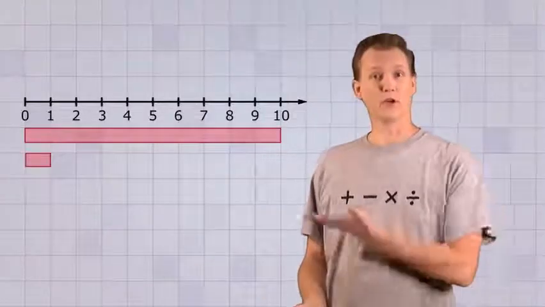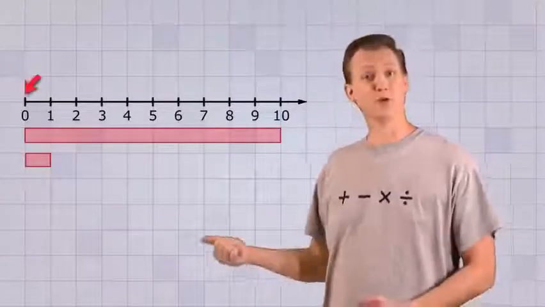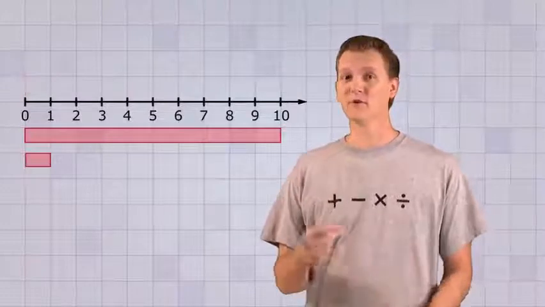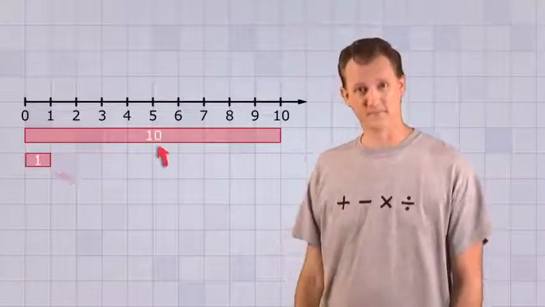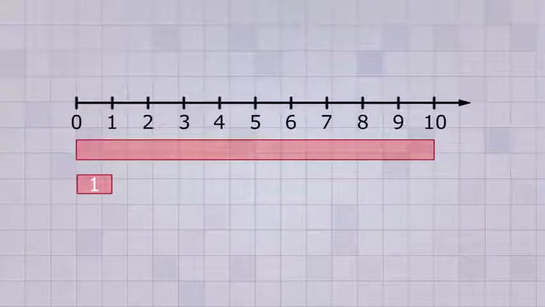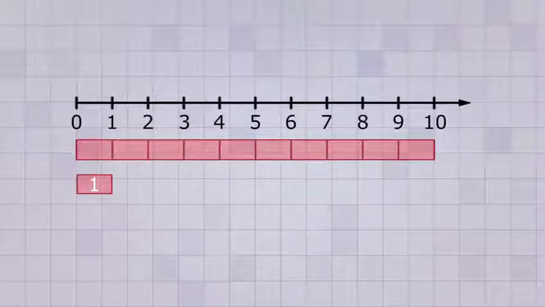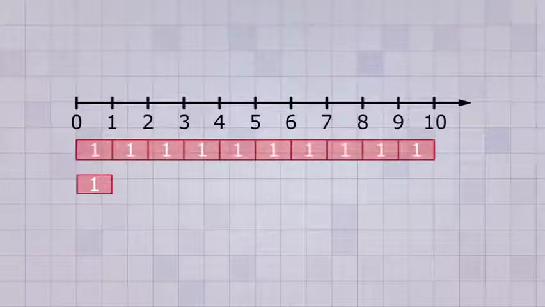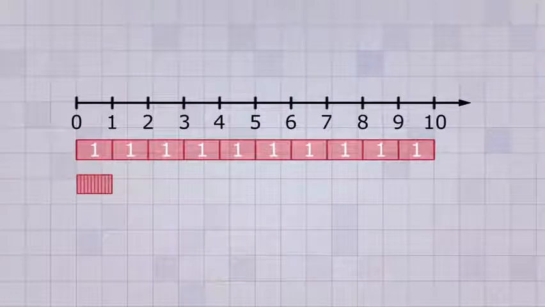A good way to see how this new building block fits in with the other ones is to look at a number line. Oh, look, a number line. And it goes from 0 to 10, and it shows our first 2 building blocks, 1 and 10. If we take 10 and divide it into 10 equal parts, each of those parts is equal to 1. And if we take 1 and divide it into 10 equal parts, then each of those parts is a 10th.